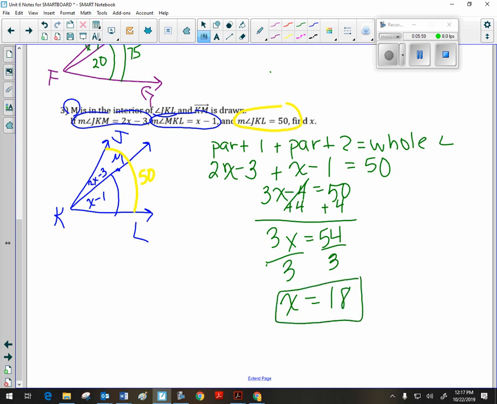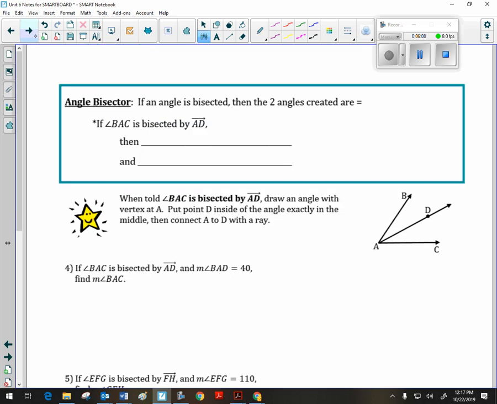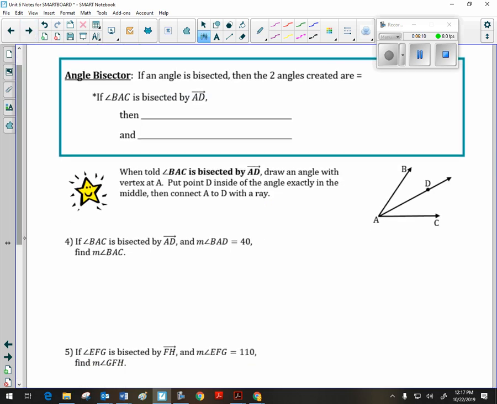Be careful because sometimes they won't be asking for you to find x. You'll actually have to substitute in to find one of the angle measures. When we flip the page over, there are a couple more questions here, but these questions are a little bit different because now what they're telling you is that you will actually have an angle bisector drawn in your picture.